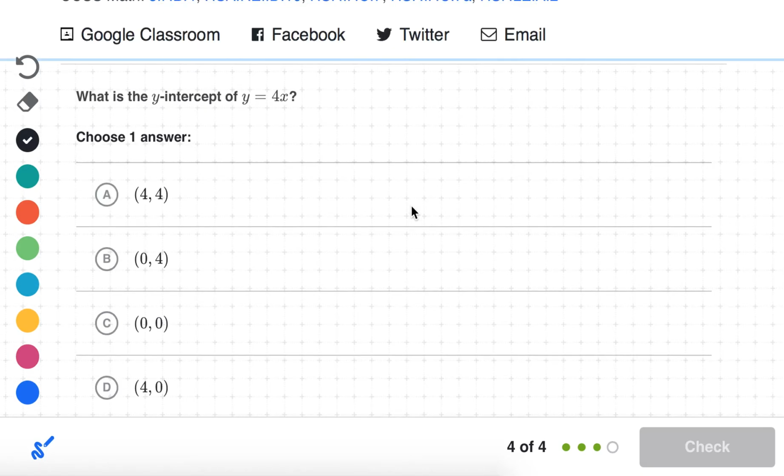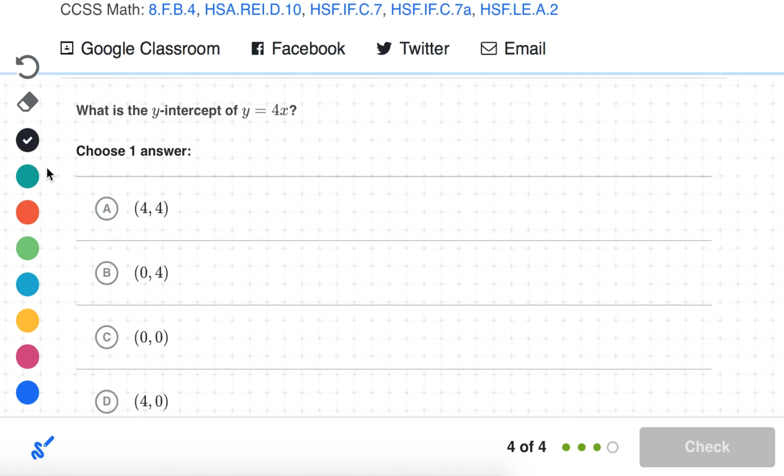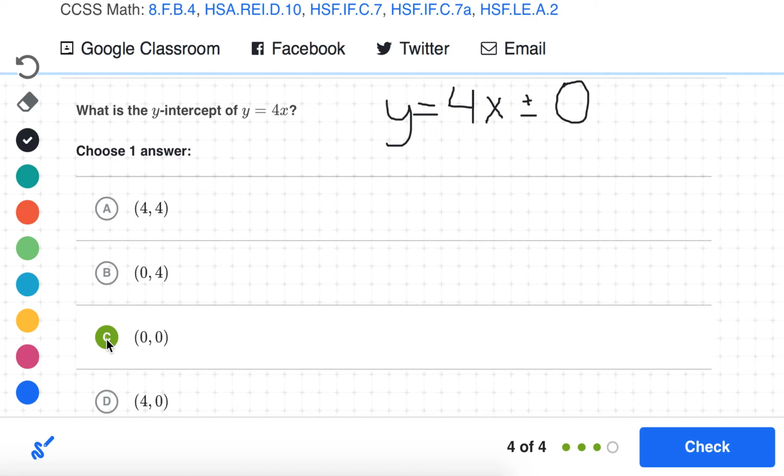Final question, what is the y-intercept of y equals 4x? Alright, so right here we have nothing in the b slot, right? Y equals 4x, there's no plus or minus after this. But if we had to put something in, we could put plus or minus 0. So if there's no number after the x term, it means that the line goes through the origin. The y-intercept is going to be 0, 0.